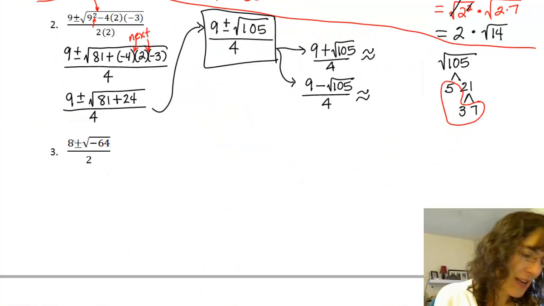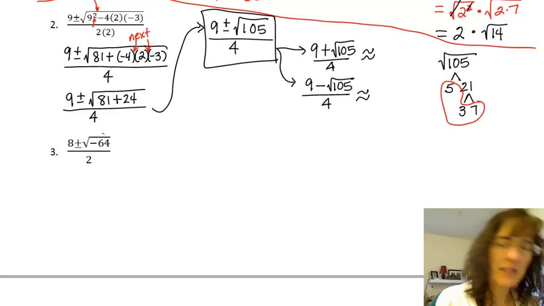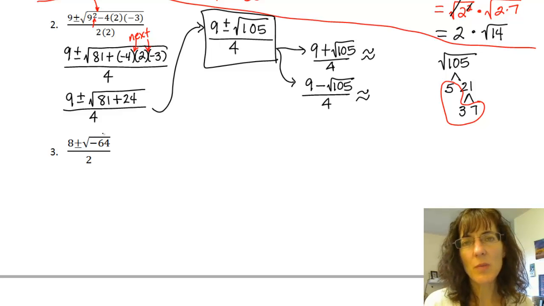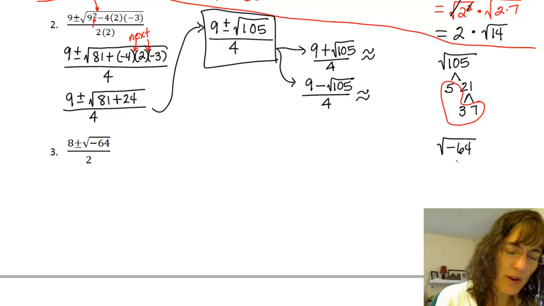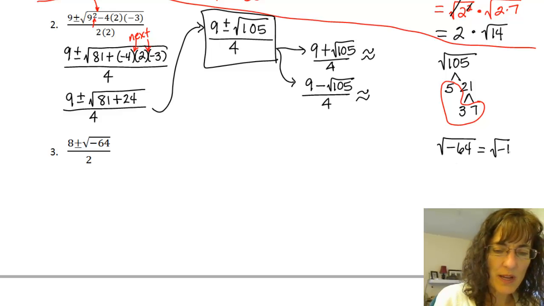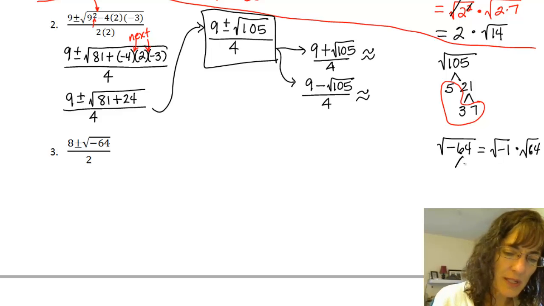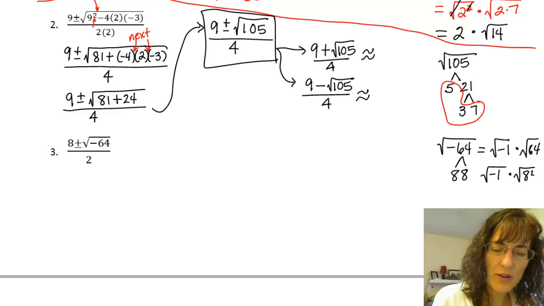Number 3. 8 plus or minus square root of negative 64 over 2. So I see I have a radical and it is going to give me an i, or a complex number. So let's take a look at that right away. Square root of negative 64. I know that's going to be the square root of negative 1 times square root of 64. I know 64 is a perfect square, and it is 8 times 8. So I can also think of it as square root of negative 1 times square root of 8 squared. And then that gives me 8i.